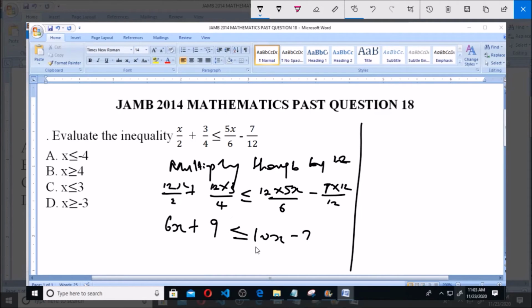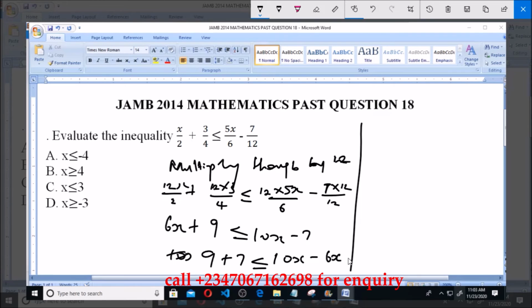So from here, collecting like terms, we have that 9 plus 7 is less than or equal to 10x minus 6x. So we have 16 is less than or equal to 4x.